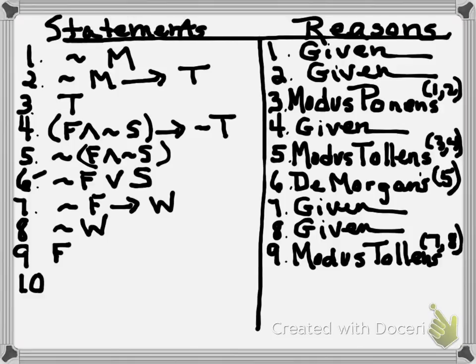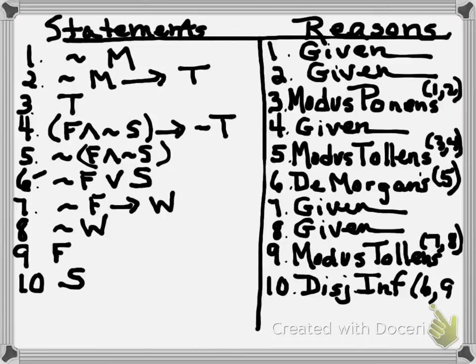So this is a disjunction. F is true, not F is false. In a disjunction, one of them had to be true, so it must be S. And that's exactly what we were supposed to be proving. And that would be by what? That one's disjunctive inference because it's an or statement. And you can abbreviate this one. And this would be using line 6 and 9.